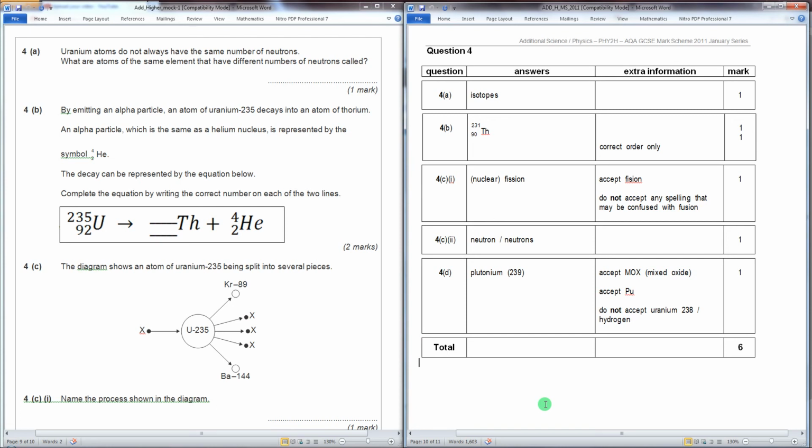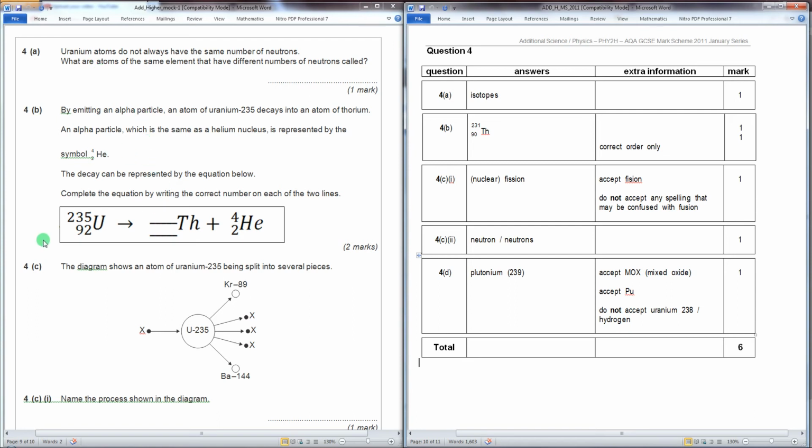Question 4's got quite a lot of factual recall, so there's no real way around just having to learn the stuff. The first question asks, if atoms don't have the same number of neutrons, then what are those different versions of the atom called? You just need to remember that is isotopes. So atoms of the same element with different numbers of neutrons are isotopes.